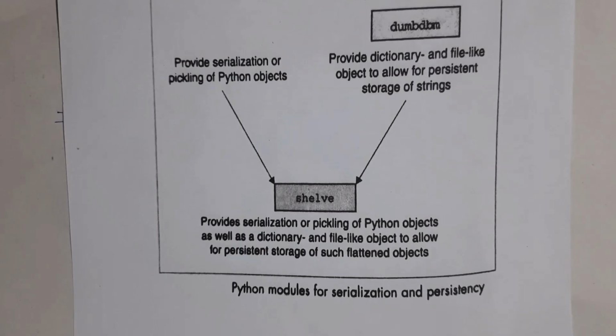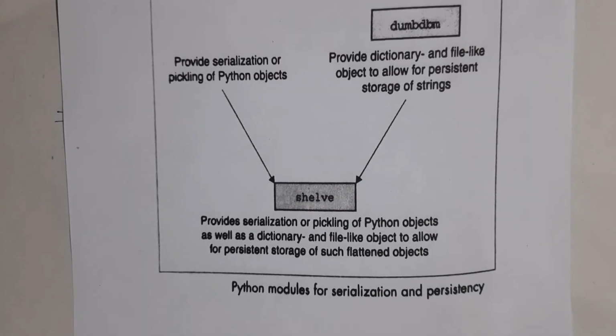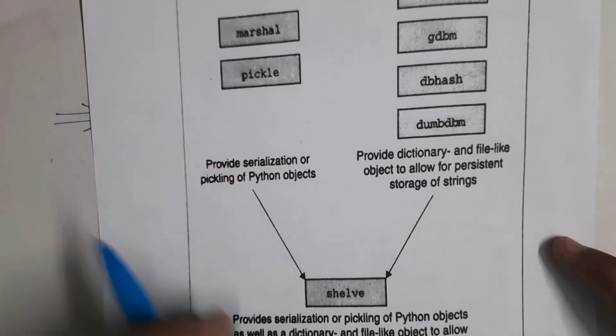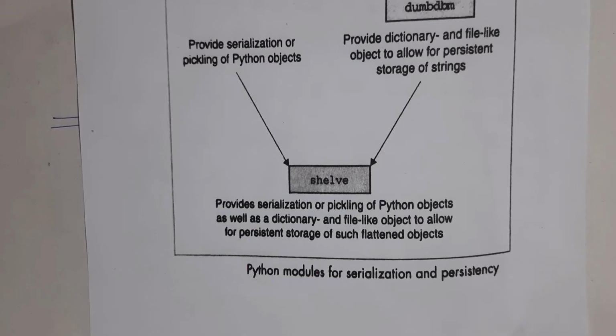Guys, in the exam you may get a question like: explain Python modules for serialization and persistency. Whenever this question comes in the exam, then you need to write this diagram. Write this diagram and then you need to write pickle module, marshal module, shelve module and DBM package. Serialization is the process of converting Python objects like list, set, tuple, dictionaries into binary format, that is in the form of zeros and ones, which is known as serialization. And persistence is nothing but permanent storage. By using files and databases, we can store data permanently.